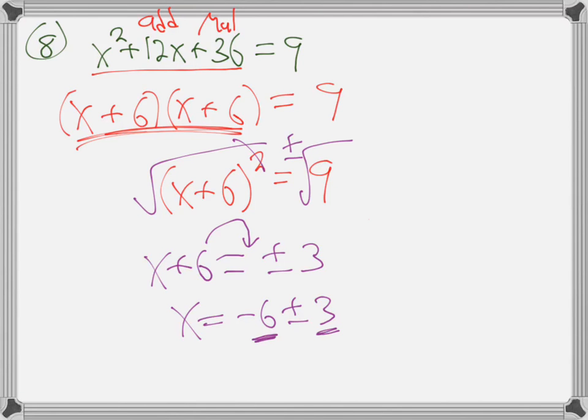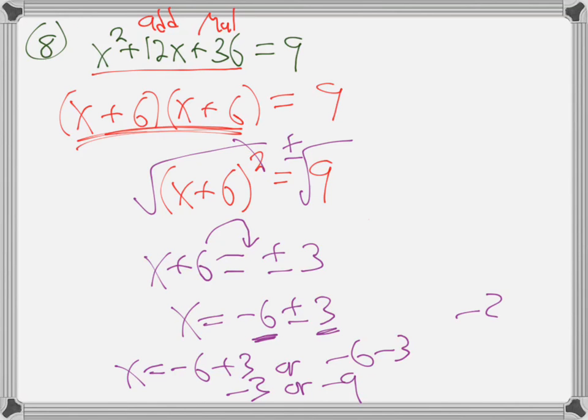We can go minus 6. We can do the two options, the minus 6 plus 3 or minus 6 minus 3. So we get what? Minus 3 or minus 9. They want you to give both answers with a comma, like that. Minus 3, comma, minus 9, either order. Just put a comma between them.